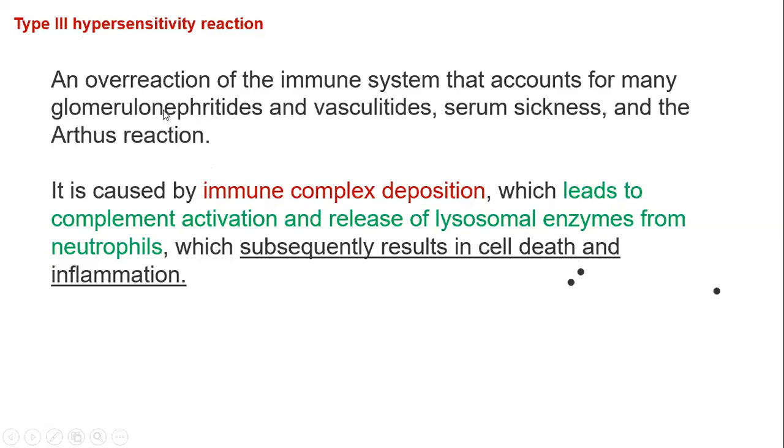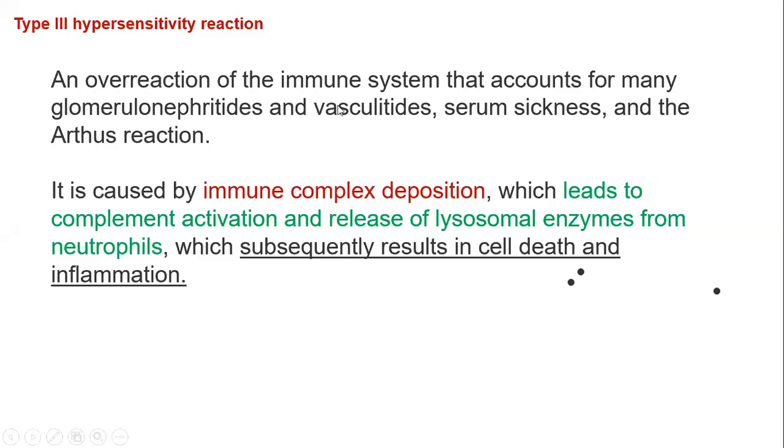Okay, type 3 is the next fundamental disease condition. They have seen that type 3 is caused by immune complex deposition. These immune complexes are either antigen and antibody as a complex, or antigen, antibody, and complement as a complex. They are deposited specifically into these canals or tubes.